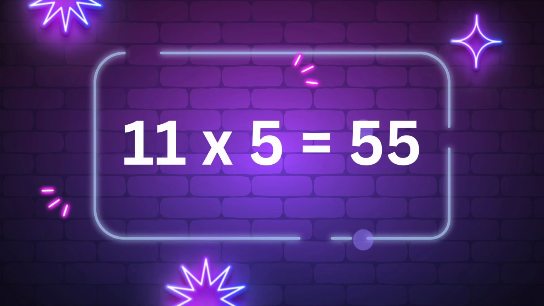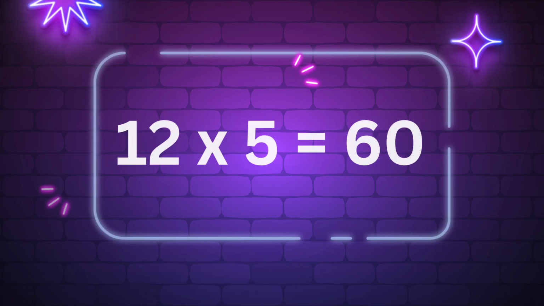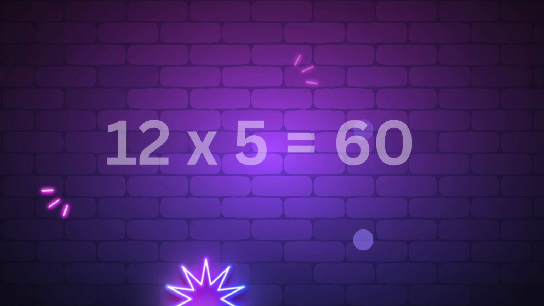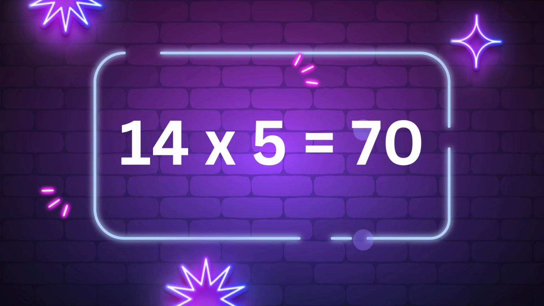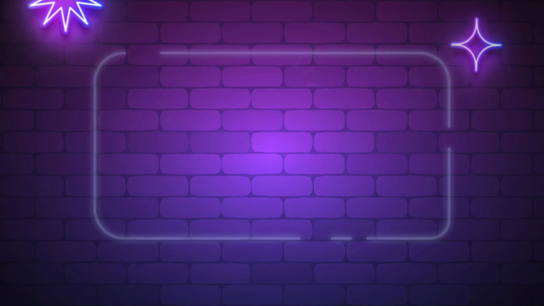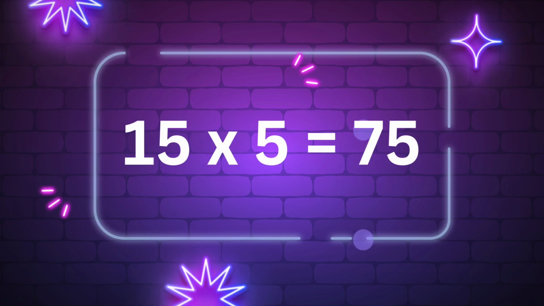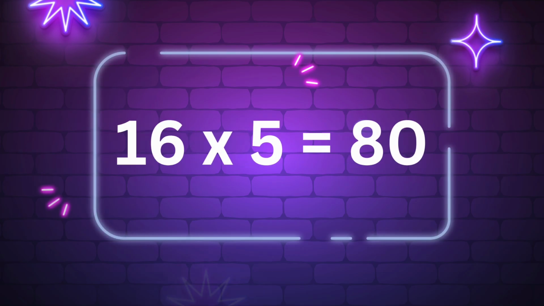11 times 5 is 55. 12 times 5 is 60. 13 times 5 is 65. 14 times 5 is 70. 15 times 5 is 75.